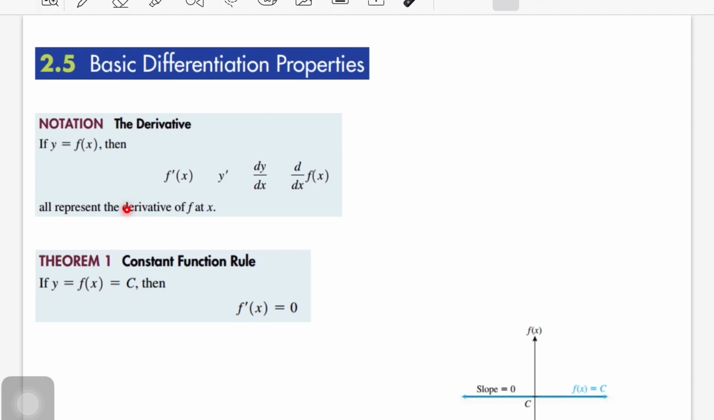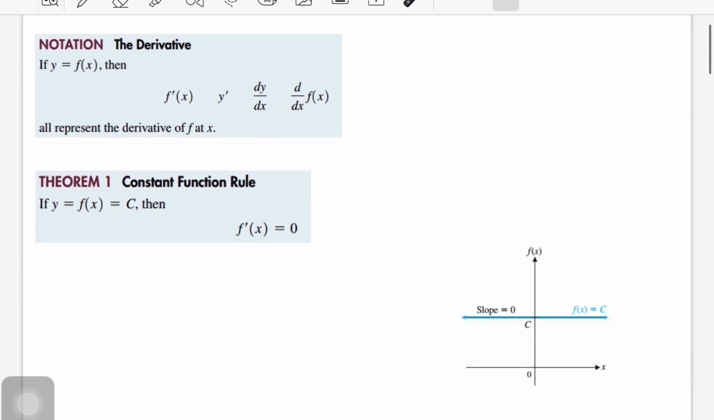So this is the notation for a derivative. If we have a function y is equal to f of x, then f prime of x is the derivative of our function. This can also be written as y prime or dy dx, which we would say as the derivative of y with respect to x, and then d dx of f of x, which is the same thing, the derivative of our function with respect to x. So these are all different ways that we can notate that we're taking the derivative of a function.